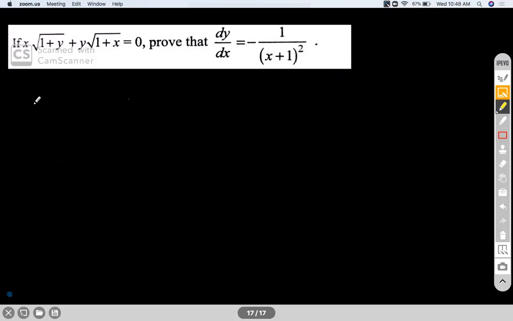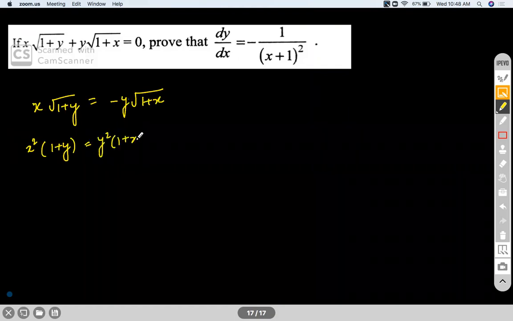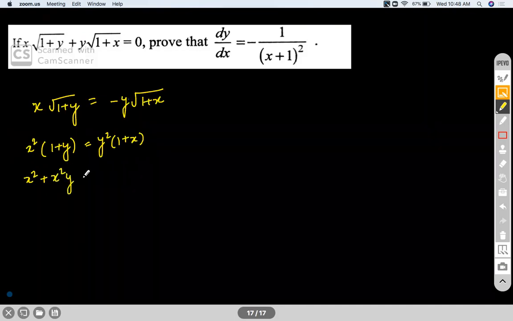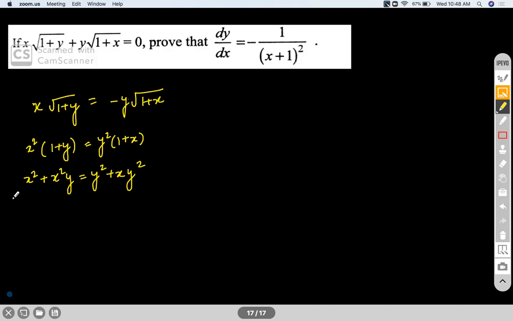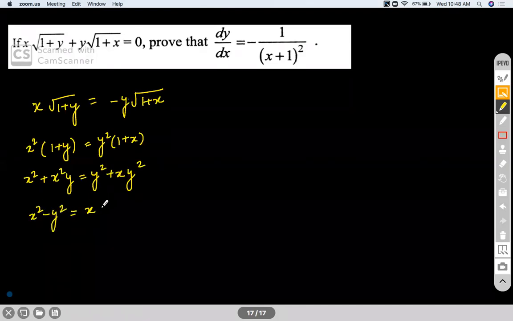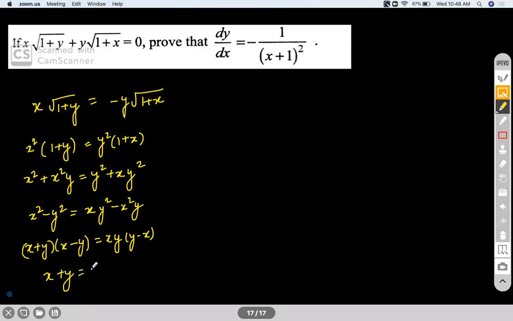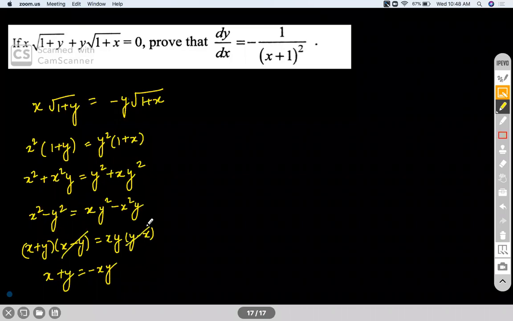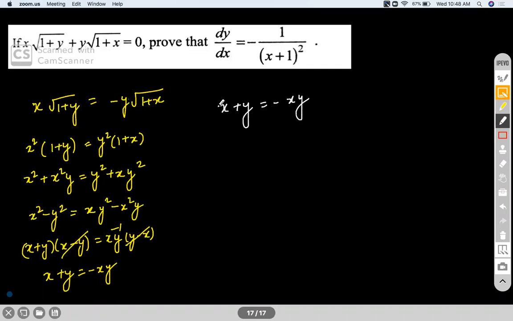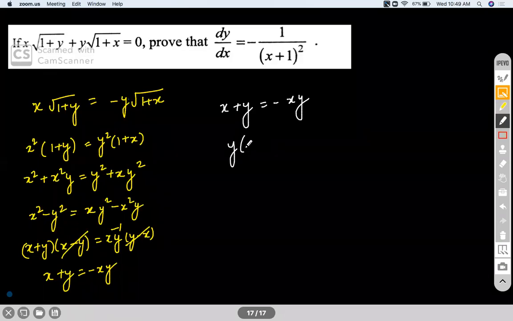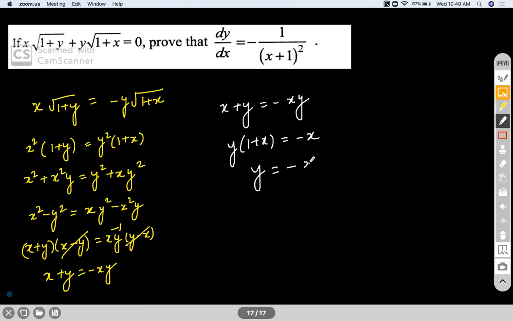Okay. So first thing we'll do is, we'll write this as negative y under root 1 plus x. We'll square both the sides. Let's expand it. Let's take x square, y square on one side. Factorize it. So I can say x plus y is negative xy. You can find the derivative. You can make y the subject of the formula. So y 1 plus x is minus x. So y is minus x by 1 plus x.